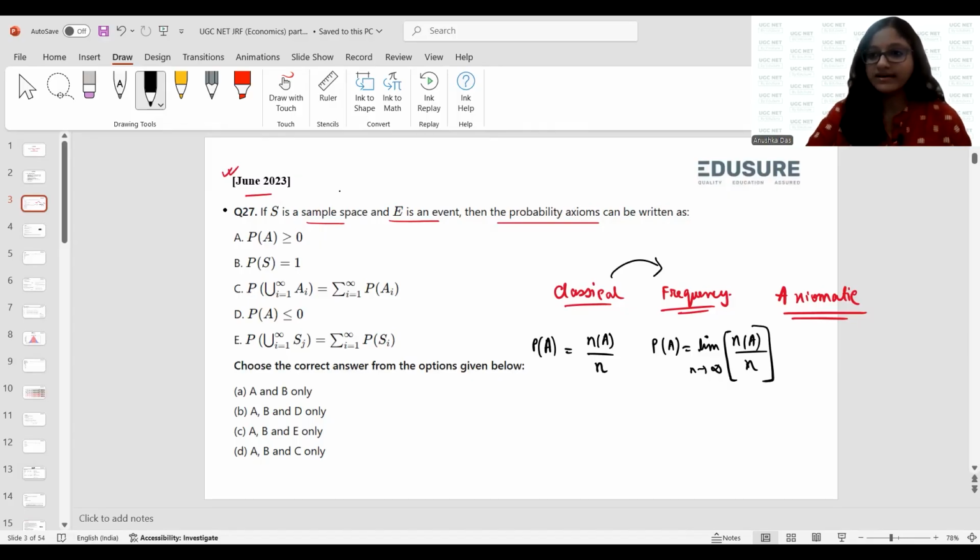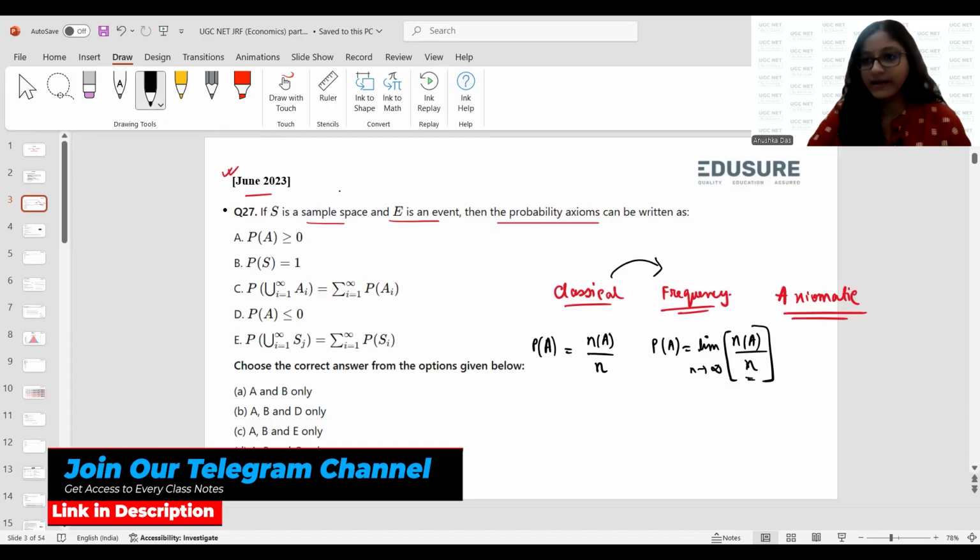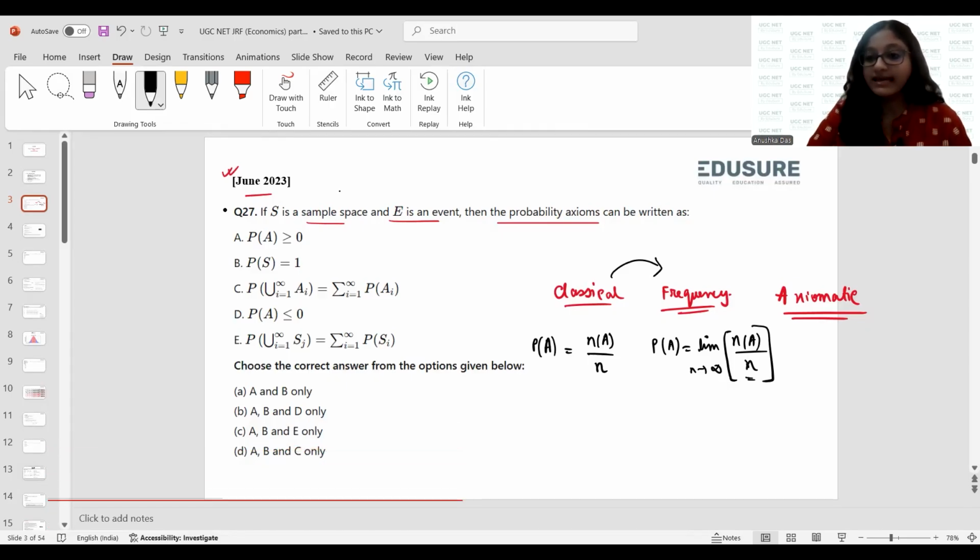Suppose you are tossing a coin 1,000 times. So this n will be 1,000. Suppose among those 1,000 tosses, head has occurred only say 523 times, right? So Na will be simply 523 if A is the event that head has occurred. So if you take this ratio Na upon n, you will get the relative frequency.